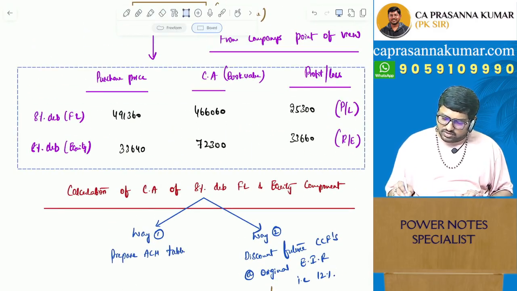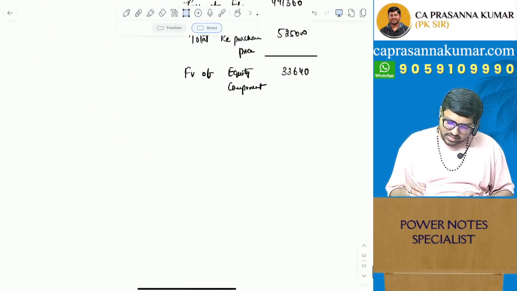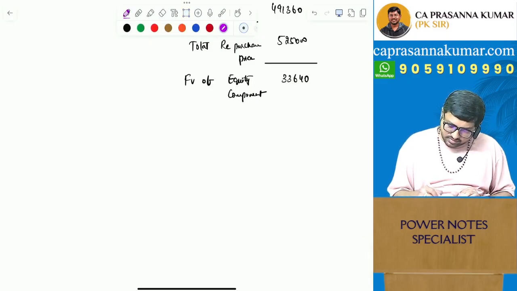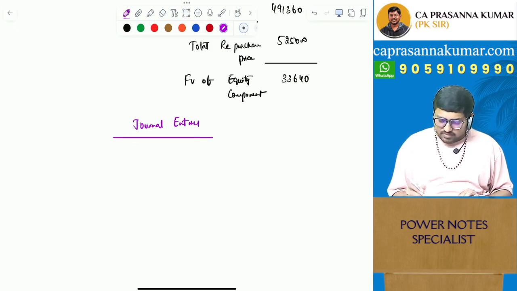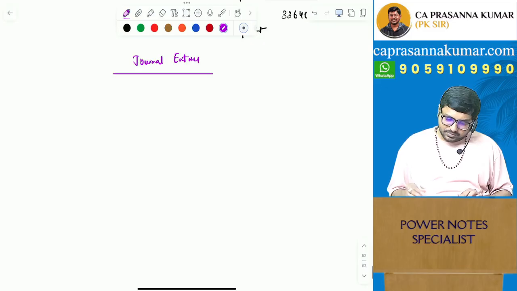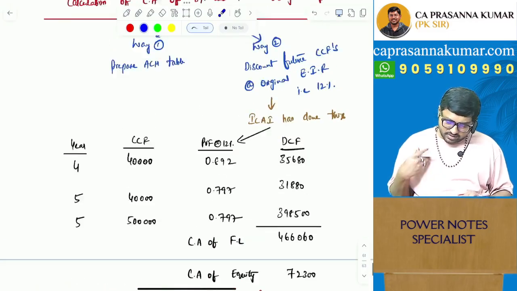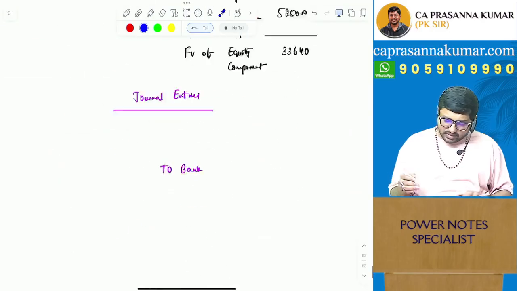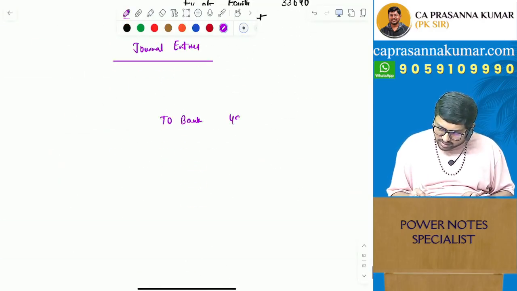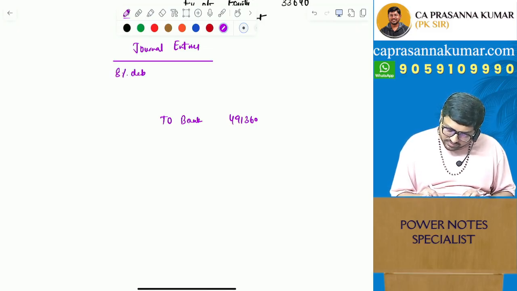Based on this, we need to pass the entry. So what will be the entry? Because he has asked you to pass the journal entries as well, Nana. First, let's start with the liability component. Tell me one thing. How much have you paid to the bank for the liability component? You have paid 4,91,360 to buy. So therefore, that much went out of your bank, 4,91,360. And 8% debentures, the financial liability component, should be debited.